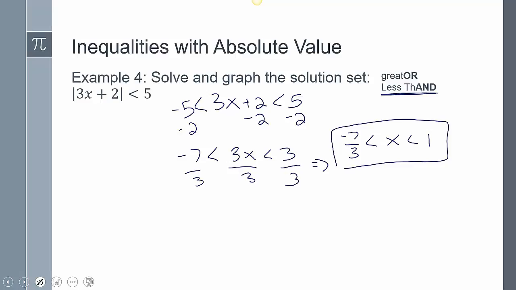Now if I wanted to graph the solution, I could put these values on a number line. There's -7/3, there's +1. Open circles because there's no equal to, and in an and statement you shade in between. If you wanted to pick a value like 0, you can verify its truth because 0 exists between -7/3 and +1, so that would work. If I wanted to write this as interval notation, it would be between -7/3 and 1, and I would use parentheses because there's no equal to, it's not a closed circle.